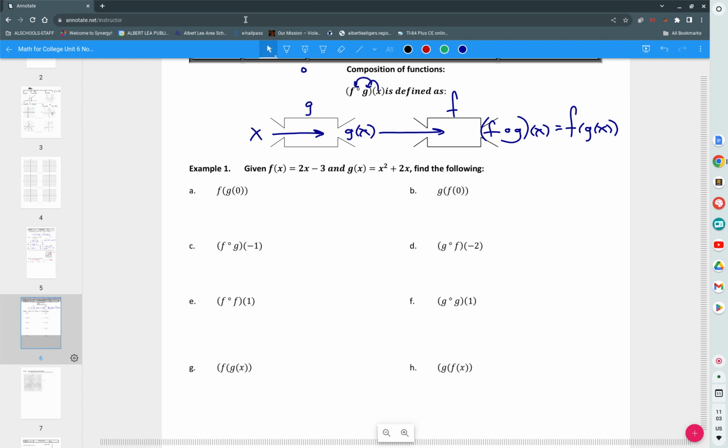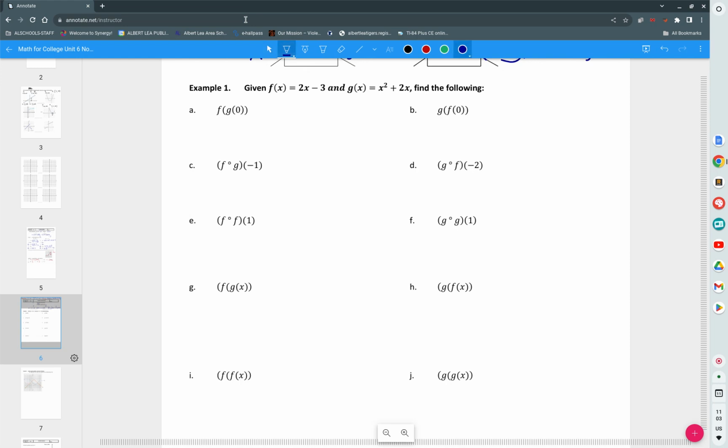So let's move to letter A. It says f of g of 0. This means the same thing as f composed of g of 0. Those mean the same thing. Now, you don't have to write it differently. I'm just showing you so that you can make reference later on. But all this means is I take 0 and I plug it in for g. So I'm going to go to my g function here, and I'm going to plug in 0. What is 0 squared plus 2 times 0? 0. So g of 0 becomes 0.